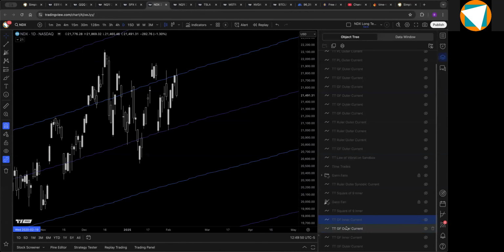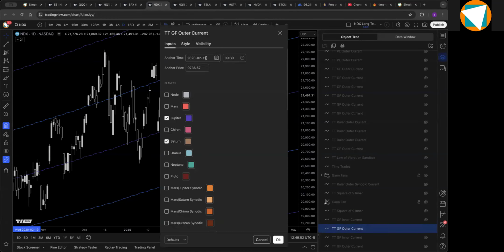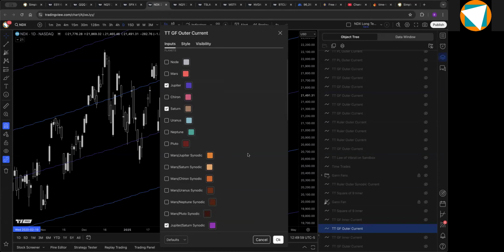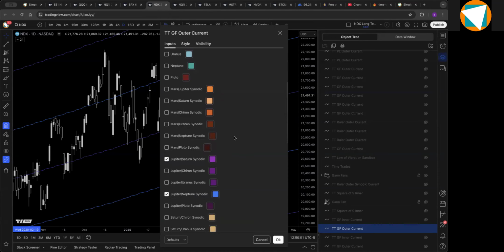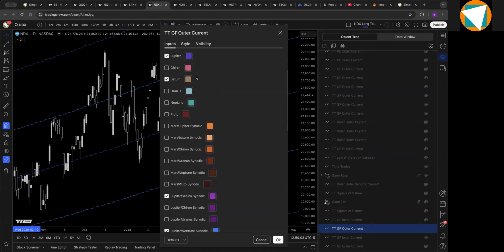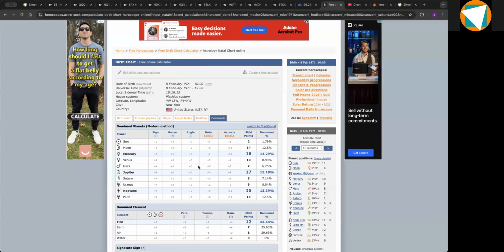Okay, so here we have Gann fan outer current. Again, this is anchored to the pre-COVID high, February 19th. We've got Jupiter, we've got Saturn. I'm including Saturn even though it wasn't a highly influential planet simply because Jupiter and Saturn are square at the moment. They're at about 90 degrees offset.